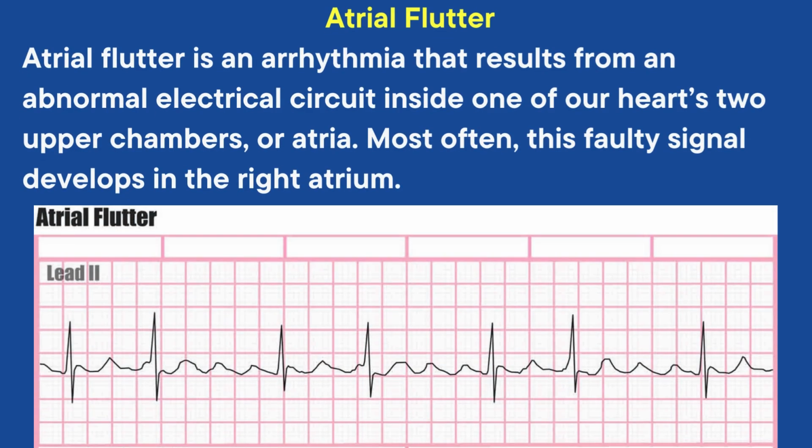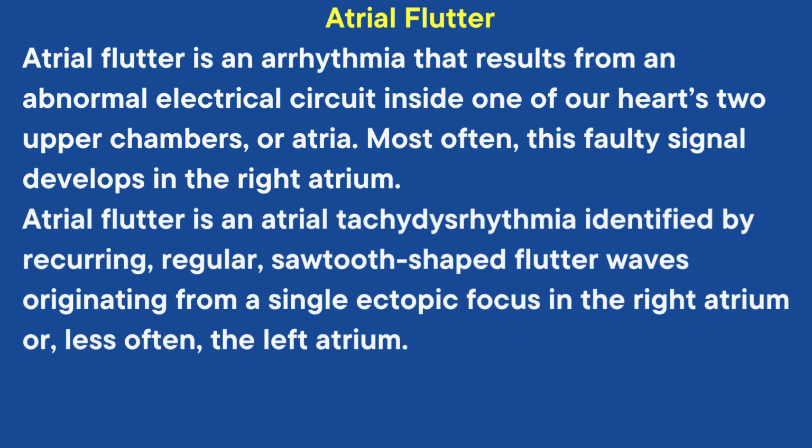Now let us see atrial flutter. Atrial flutter is an arrhythmia that results from an abnormal electrical circuit inside one of our heart's two upper chambers, or atria. Most often, this faulty signal develops in the right atrium. Atrial flutter is an atrial tachydysrhythmia identified by recurring, regular, sawtooth-shaped flutter waves originating from a single ectopic focus in the right atrium. It is much less common in the left atrium.